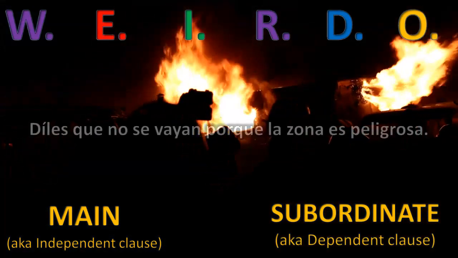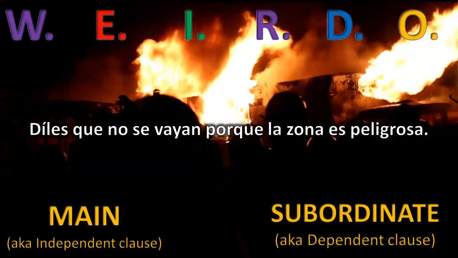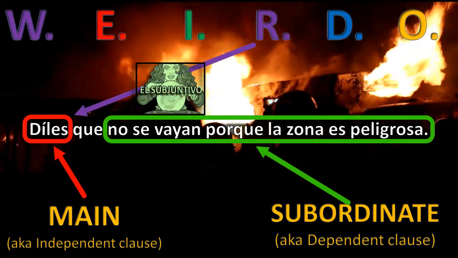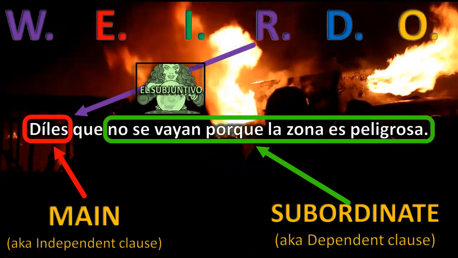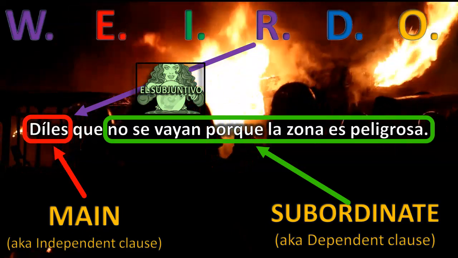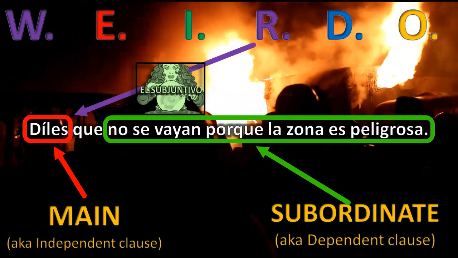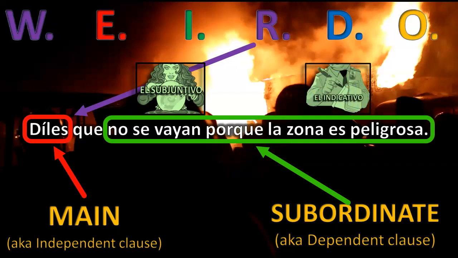Number 8, diles que no se vayan, porque la zona es peligrosa. Now, this one I purposely added a little bit more to the sentence to show you that not every verb that follows a weirdo verb that triggers the subjunctive will be in the subjunctive. So look at the sentence. Diles que no se vayan. That's where the subjunctive comes into place. Tell them not to go. And then the rest of the sentence, porque la zona es peligrosa, all right, is more of an observational thing that the diles in the main clause does not have influence over.